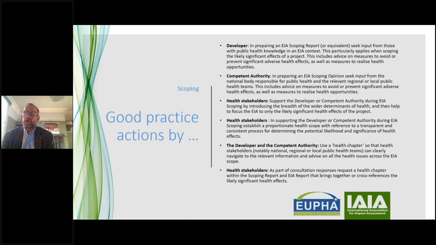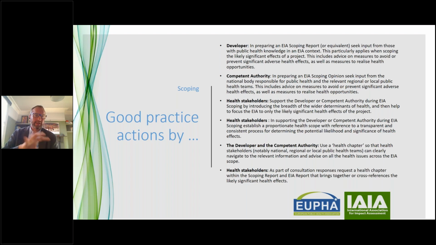Once again, we have a range of good practice actions. They focus on the importance of cross-sectoral action and also of not just establishing a link, but what should form the discussion. So if we go down the list there, the fourth recommendation is about supporting the developer or competent authority to establish a proportionate health scope with reference to a transparent and consistent process for determining the potential likelihood and significance of health effects. And once again, the document aims to walk you through that. We also recommend the use of a health chapter so that the health issues are brought to the fore. Again, this makes it easier for health stakeholders to take part.